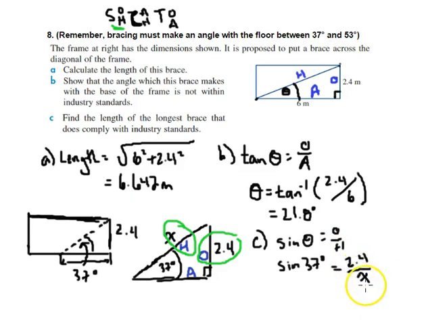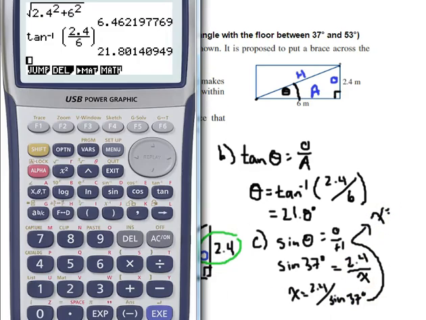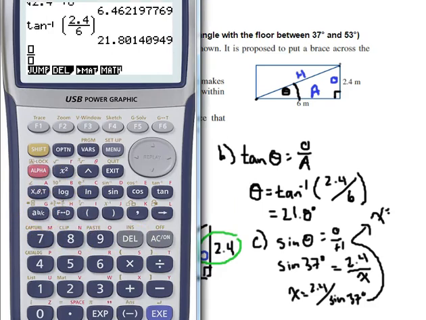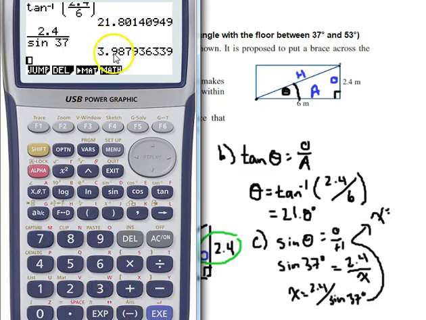So remember, when the unknown's on the bottom, how do we solve for it? Well, we do the swap when x is on the bottom. So x equals 2.4 over sine of 37 degrees. Let's just find that. So we've got 2.4 over sine 37, and that's going to come out as 3.988 meters.